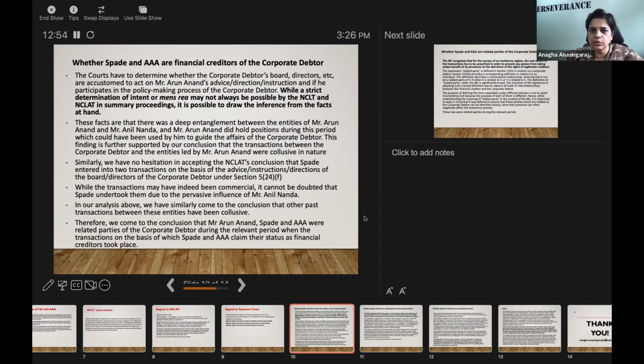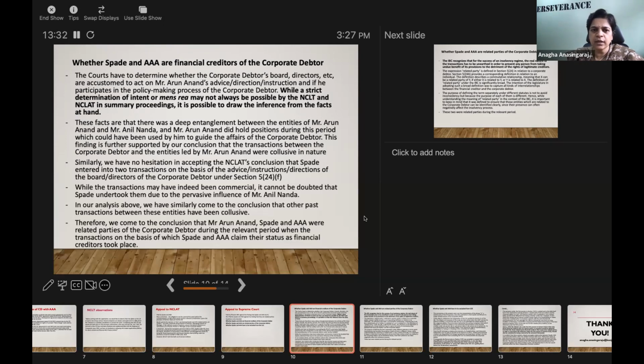This is what the Supreme Court has held while deciding the question whether Spade and AAA are financial creditors of the corporate debtor. Now the facts are that there was a deep entanglement between the entities of Arun Anand and Anil Nanda, and Arun Anand did hold positions during this period which could have been used by him to guide the affairs of the corporate debtor. So in all the group companies, he was holding substantial positions and decision-making roles. This finding is further supported by our conclusion that the transactions between the CD and the entities led by Arun Anand were collusive in nature.